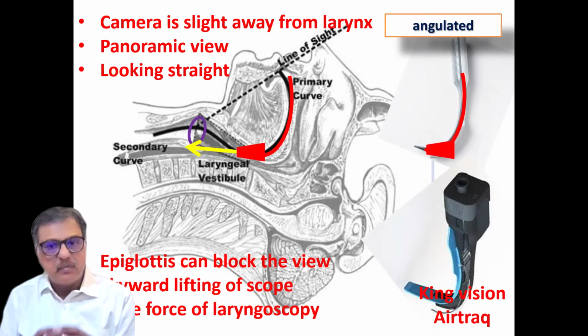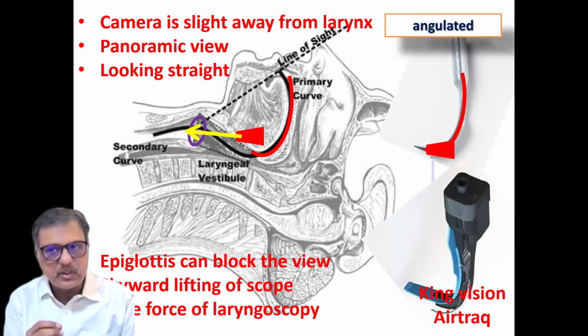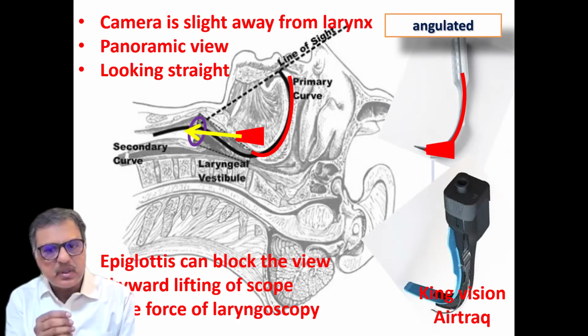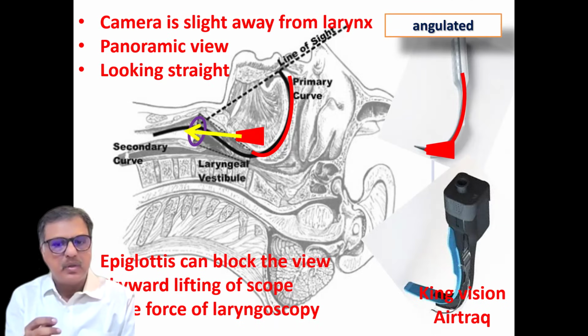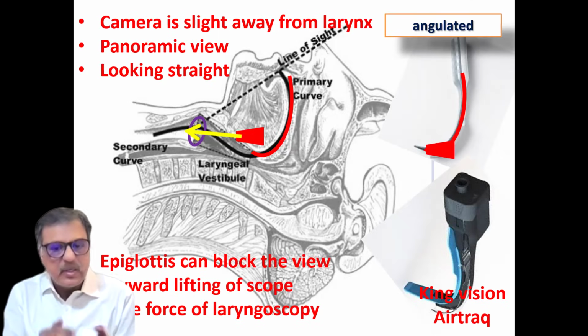So that's the reason many times you are not getting the complete laryngeal view. You will be able to see only the posterior part of the larynx. So to get the complete view, you have to lift up the scope a bit earlier. When you are using this J-shape angulated videolaryngoscope, a little bit of force is required, and the epiglottis can block the view. So with this type of videolaryngoscope, it requires a bit of force.